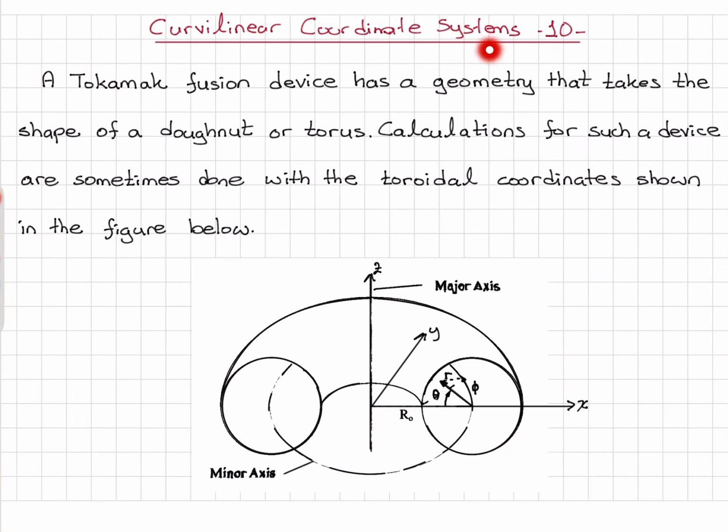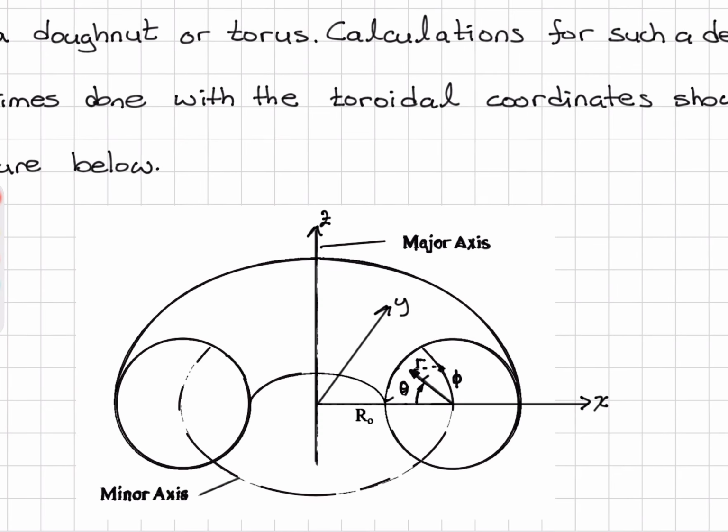Curvilinear coordinate systems 10. A tokamak fusion device has a geometry that takes the shape of a donut or torus. Calculations for such a device are sometimes done with the toroidal coordinates shown in the figure below. So we have this r coordinate, theta coordinate, and phi coordinates.